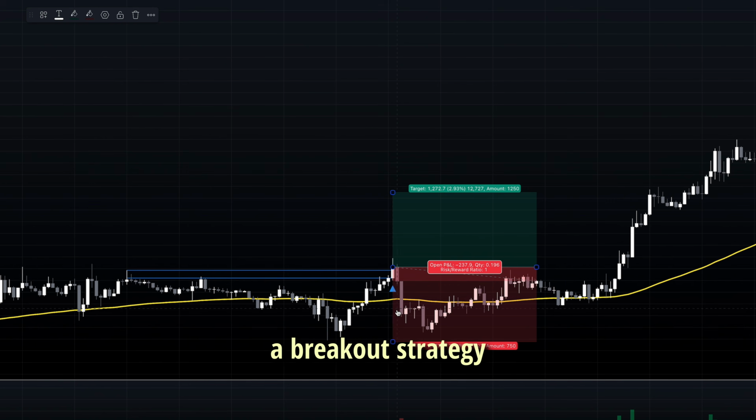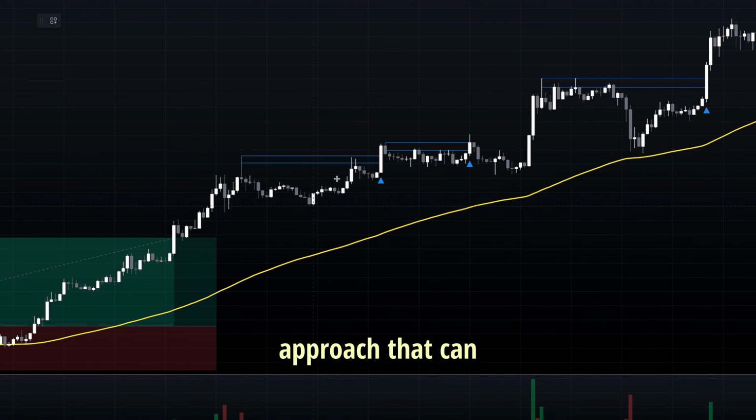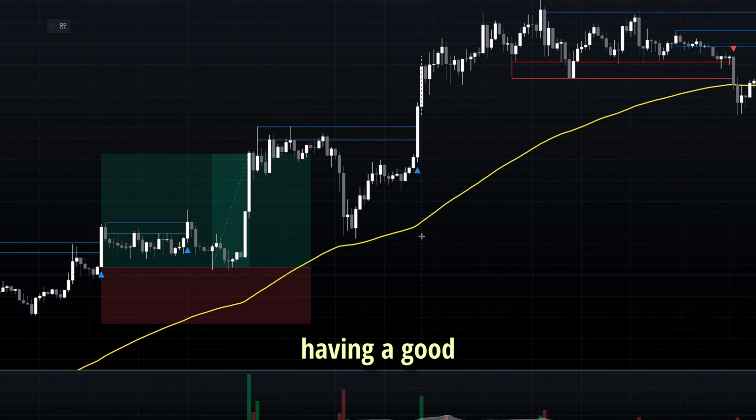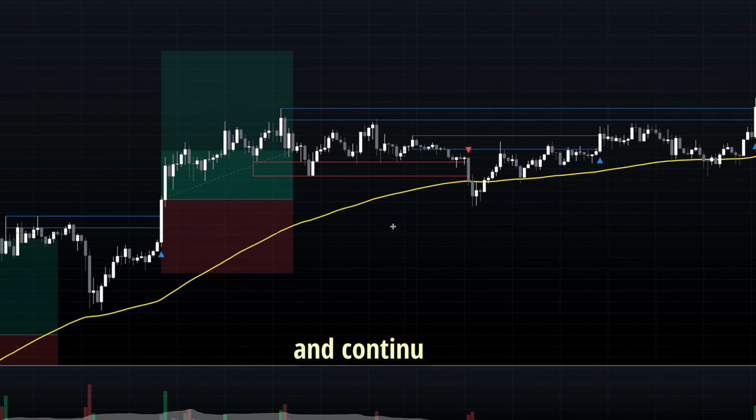There you have it, a breakout strategy that combines price action, volume, and trend following. It's a solid approach that can be effective when used correctly. Remember, successful trading isn't just about having a good strategy. It's about consistent execution, proper risk management, and continuous learning.